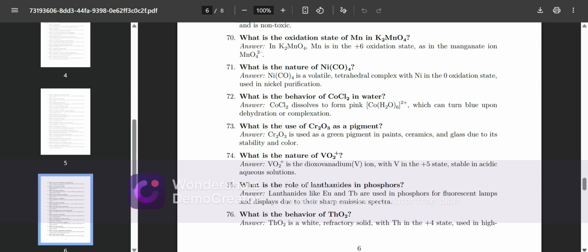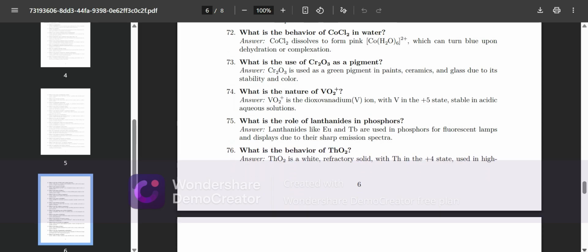What is the use of Cr2O3 as a pigment? Cr2O3 is used as a green pigment in paint, ceramics and glass due to its stability and color. What is the nature of VO2+? VO2+ is the dioxovanadium ion with vanadium in the +5 state, stable in acidic aqueous solution.